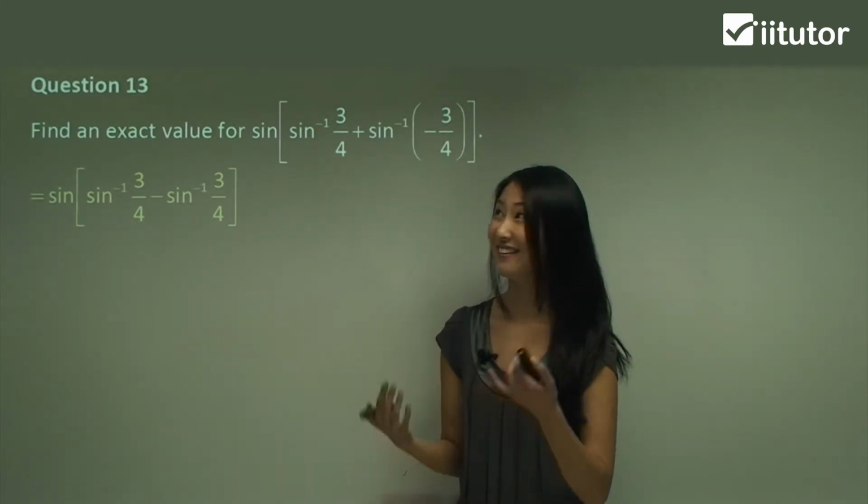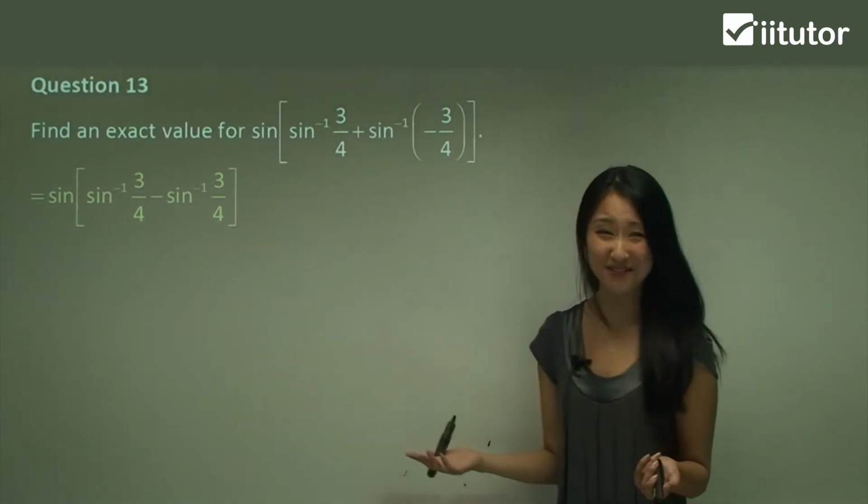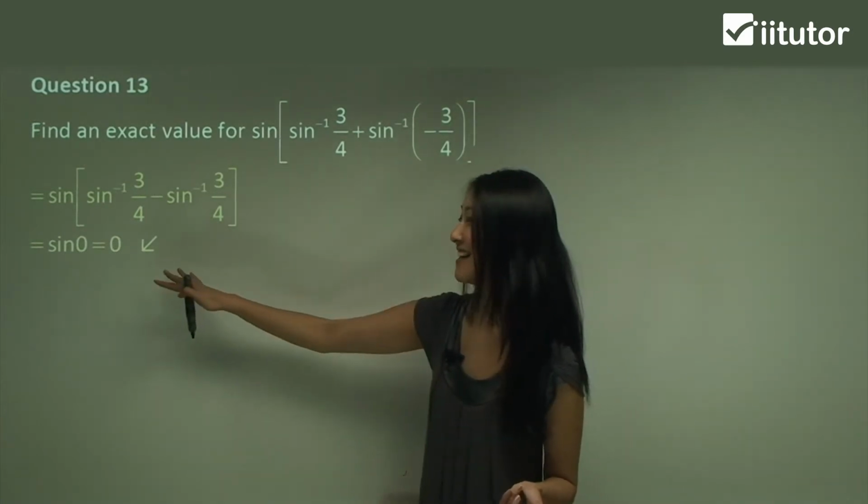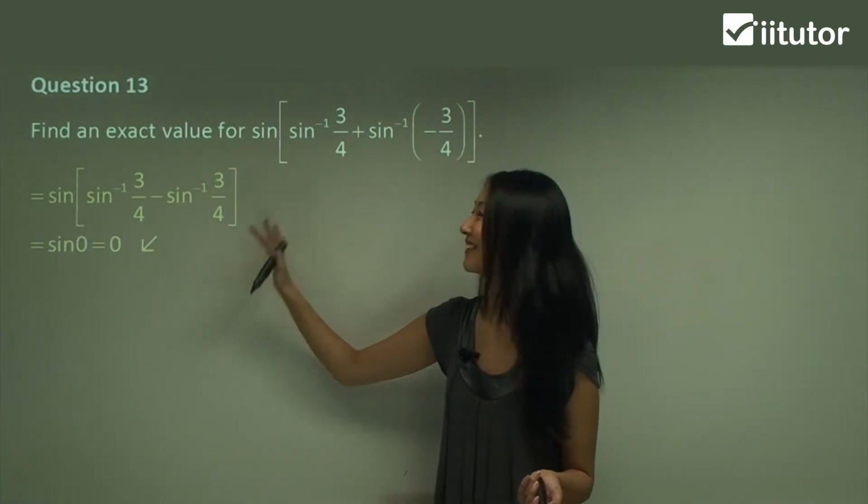What do we do from there? No, it's not a trick question. That just becomes 0. And we know that sine 0 equals 0. All right? Great.